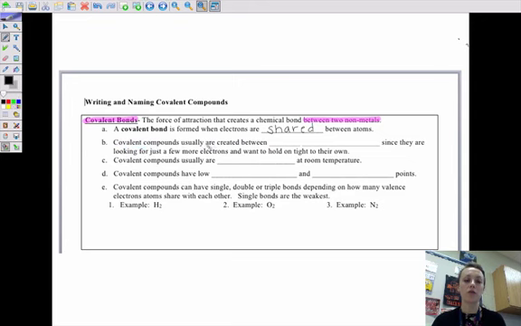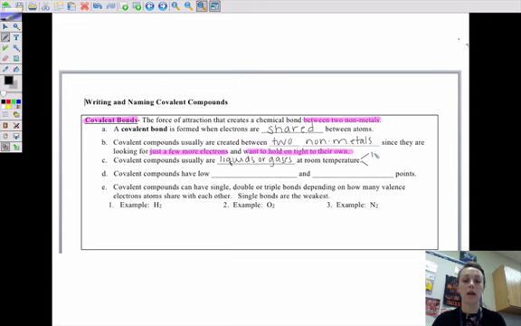And covalent compounds usually are created between two nonmetals, since they are looking for just a few more electrons and want to hold on tight to the ones they already have. Typically, covalent compounds usually are liquids or gases at room temperature.